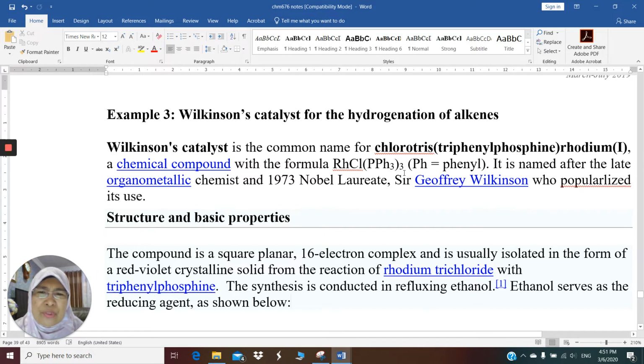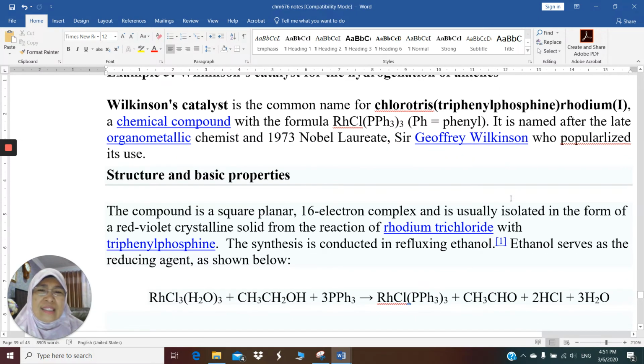It is produced by a Nobel laureate called Sir Geoffrey Wilkinson. Sir Geoffrey Wilkinson won a Nobel Prize, if you can still recall, together with Fischer for his work on ferrocene. Sir Geoffrey Wilkinson also came up with a compound, RhCl(PPh3)3. It is called the Wilkinson's Catalyst.